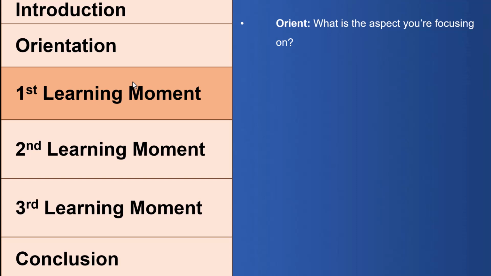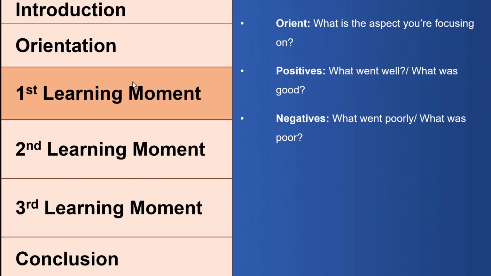Once you've selected the learning moments, this is a common way to talk about them in a reflective essay. Firstly, you orient the reader to the learning moment. So what are you focusing on? What is the learning moment? Literally define it. Then we're going to talk about some positives or what went well during the learning moment. And then we're going to talk about some negatives or what went poorly. That's what we're going to be focusing on to think about how can we improve upon these points next time.